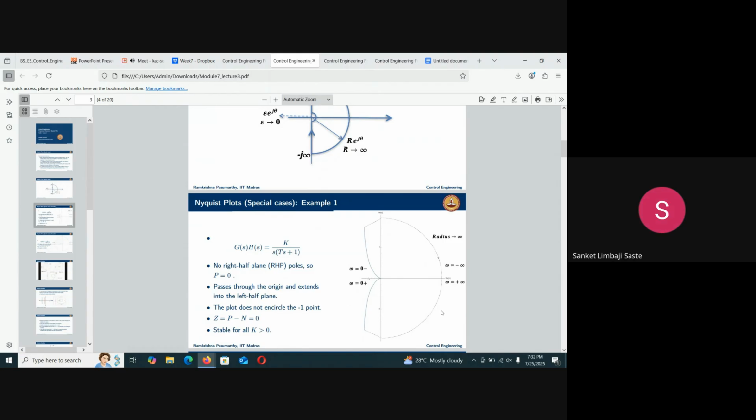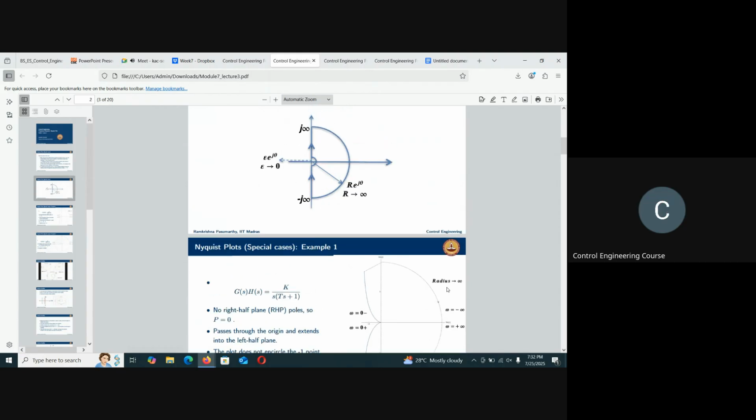When you bypass them to the right, you can include the imaginary axis pole in the left half plane and not count it.